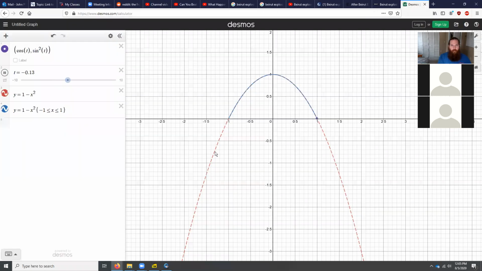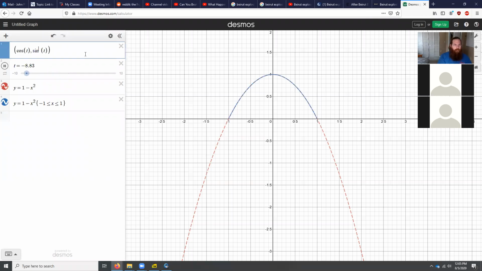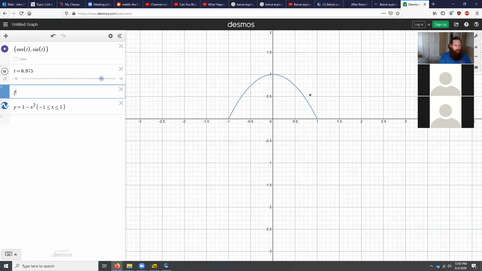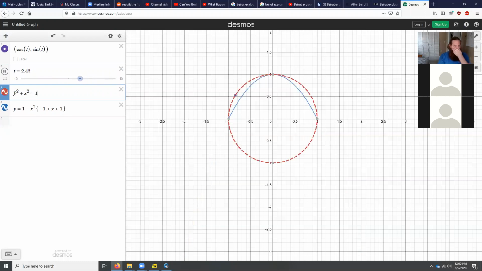Some other fun stuff, sorry, while we're here, classic parametric curves. The unit circle. All right, so you can parametrize the unit circle as cos t comma sine t. That's a classic that you should be familiar with.